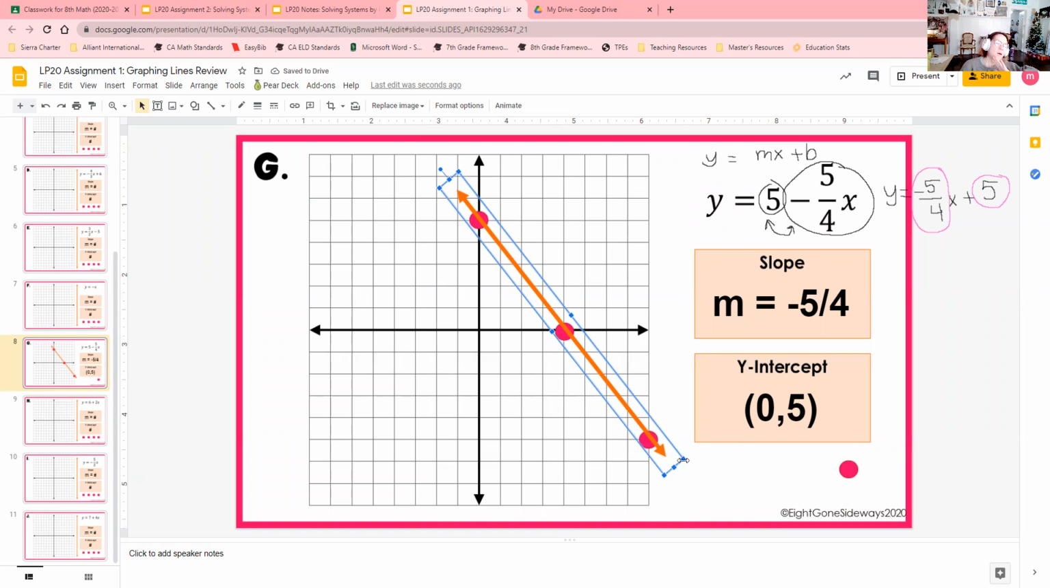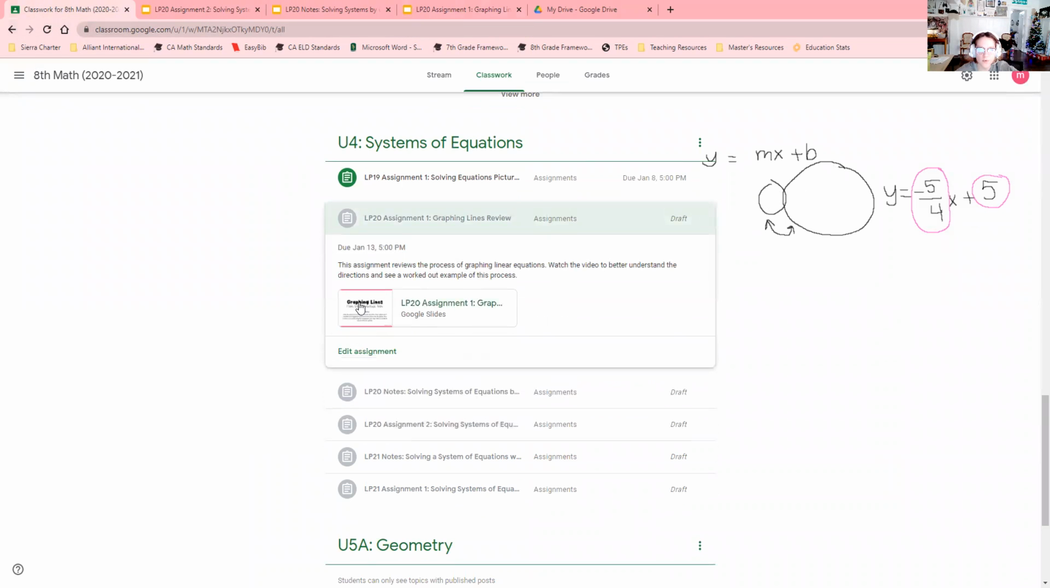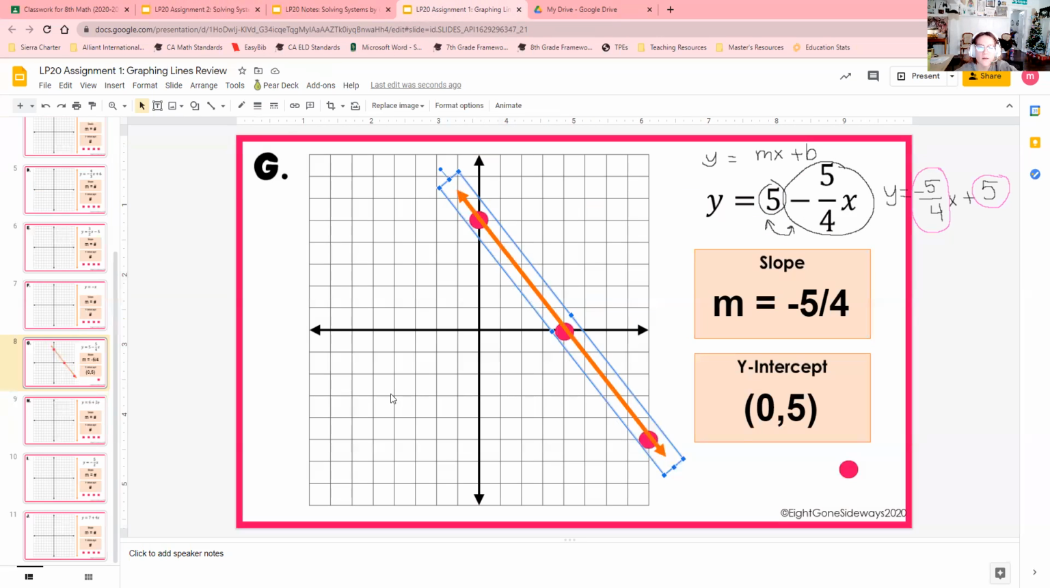Okay. Please make sure you get this done. If we look in Google Classroom, your LP20 assignment 1, the review, notice this is due by Wednesday, okay? I want to make sure you guys have the review done while you still have time to ask for help in office hours, all right?